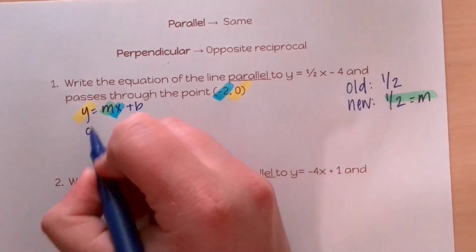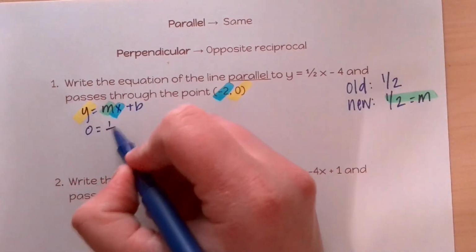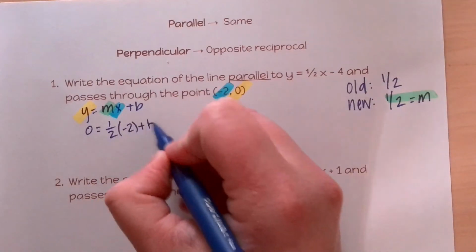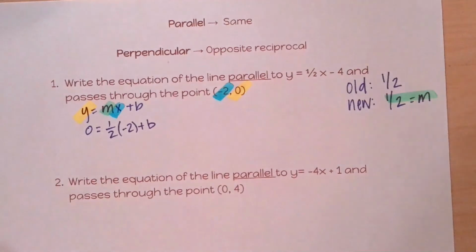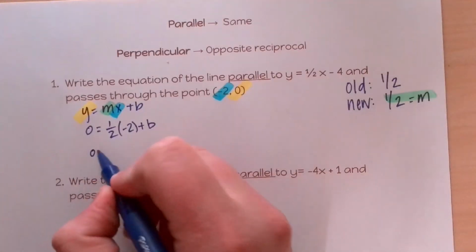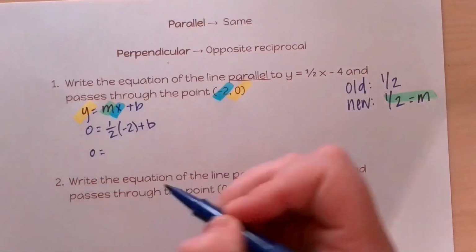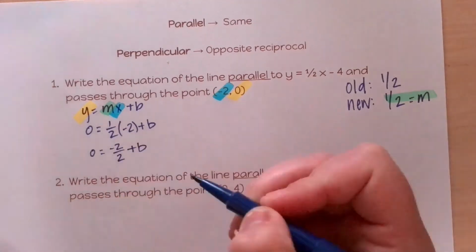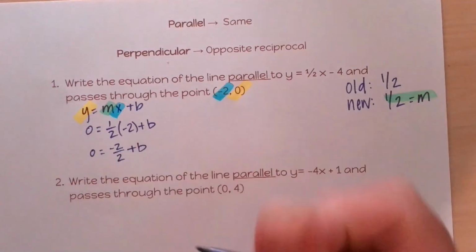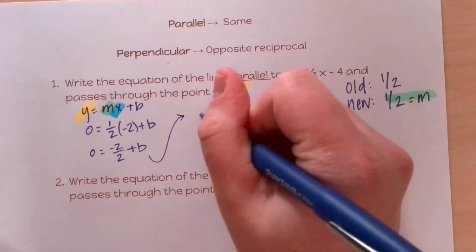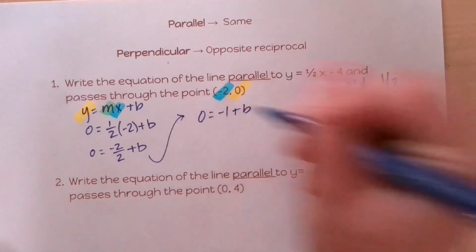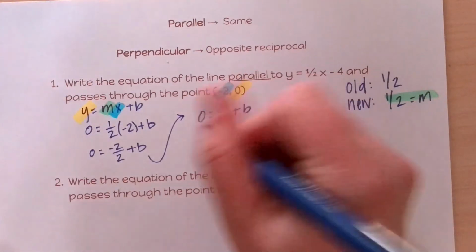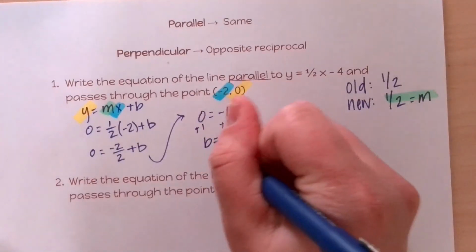Alright, so we plug in all of these values. We have 0 equals, our new slope is 1/2 times that x value, -2, plus b, and that b is what we're solving for. So we have 0 equals 1/2 times -2, which is the same thing as -2 divided by 2, right? -2 divided by 2 gives us -1. Now, to get b by itself, we have to add this 1 to both sides. So we get that b equals 1.